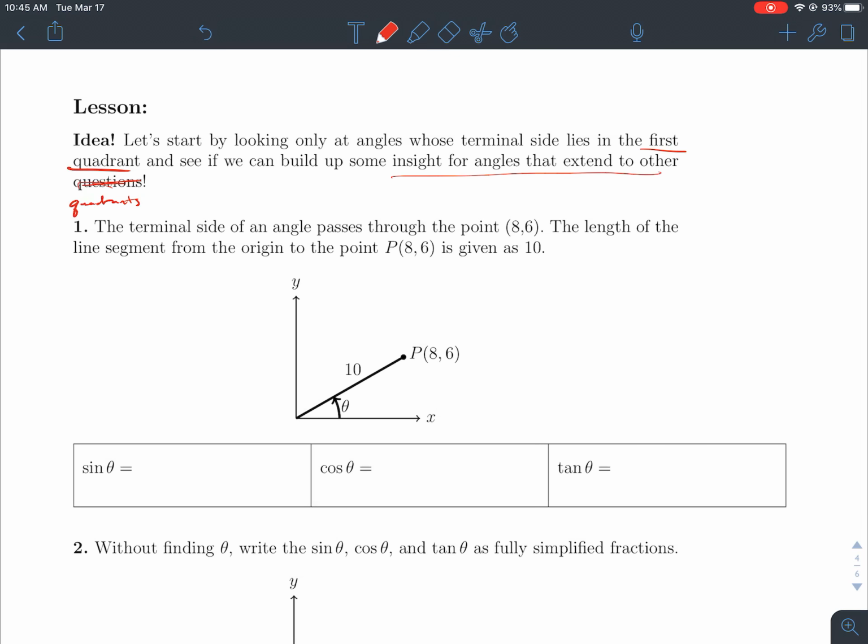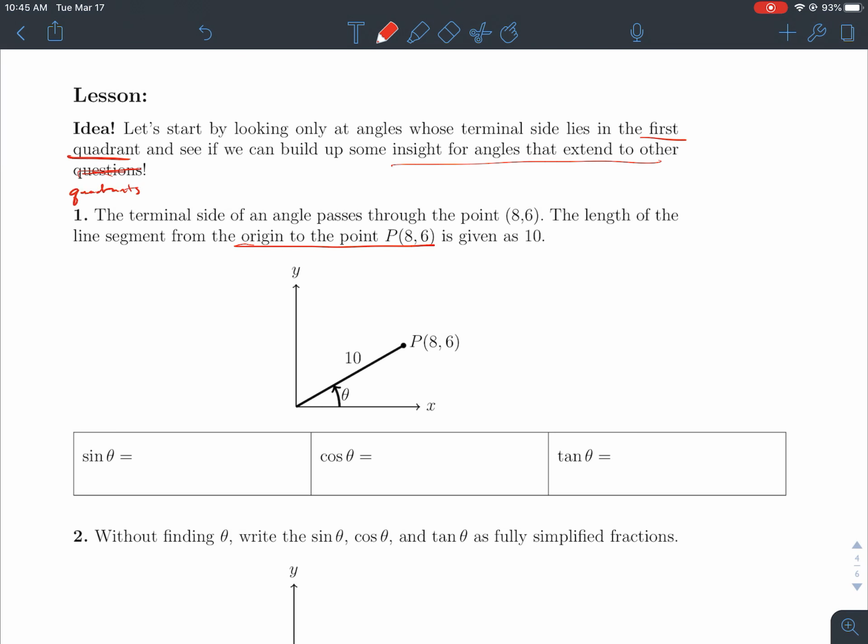Sorry about the typo. The terminal side of an angle passes through the point 8,6. The length of the line segment from the origin to the point 8,6 is given as 10. Okay, so if we look at our picture, we see that this length is 10. And then we think about 8 and 6. And the way that this problem is presented, it's not obvious where these numbers are coming from.